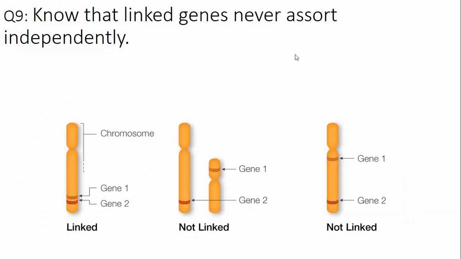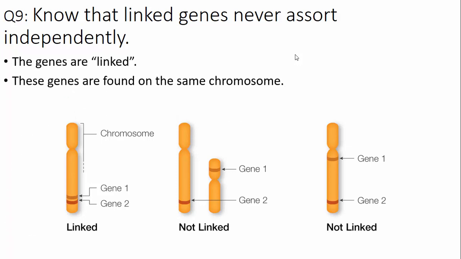Number 9, know that linked genes never assort independently. The genes are linked together. These genes are found on the same chromosome. So here we have some linked genes. They are found on the same chromosome. Here we have 2 genes that are not linked because they are not found on the same chromosome. They are found on different chromosomes, and the same thing here.